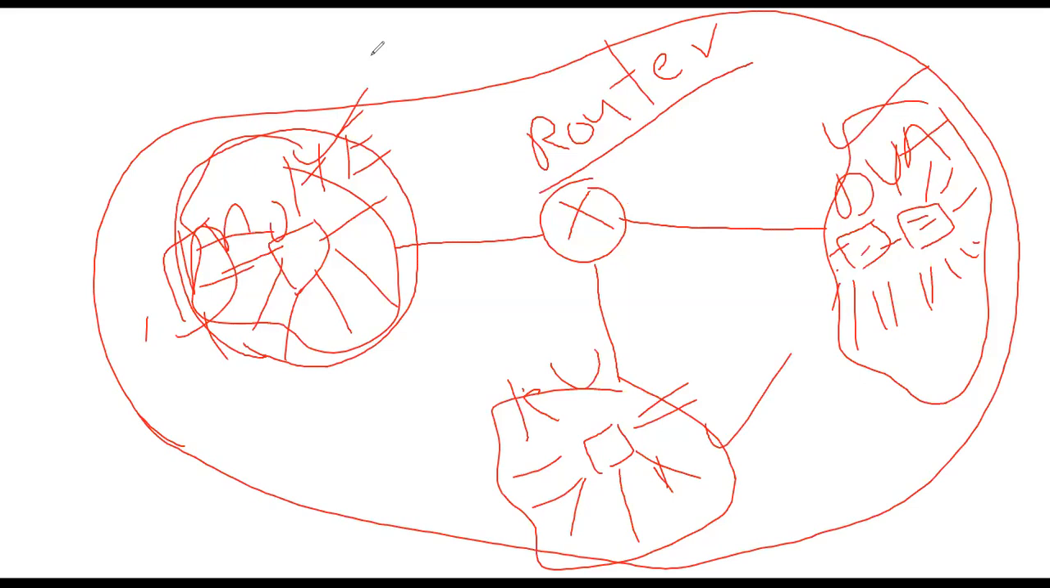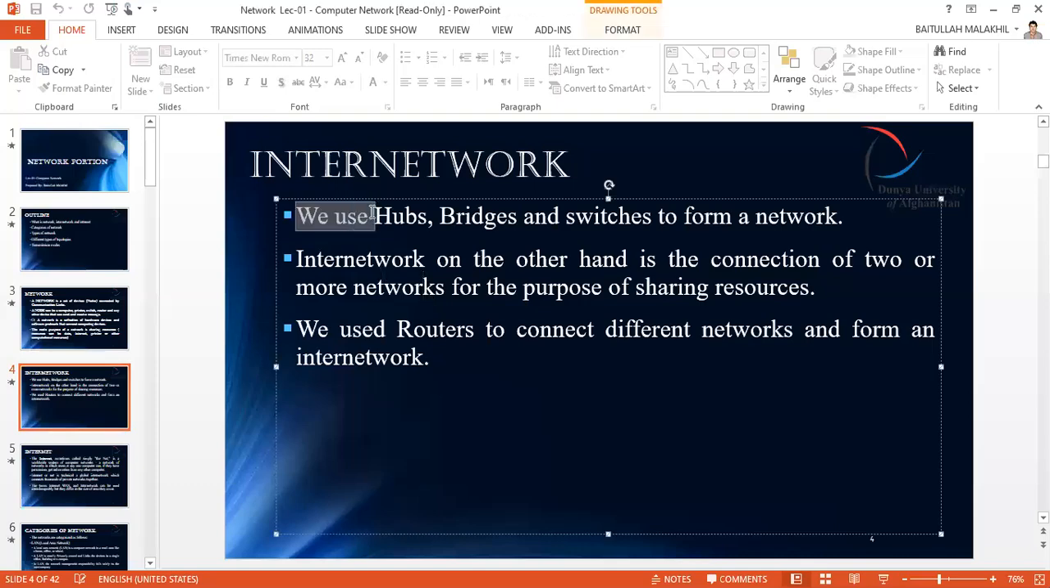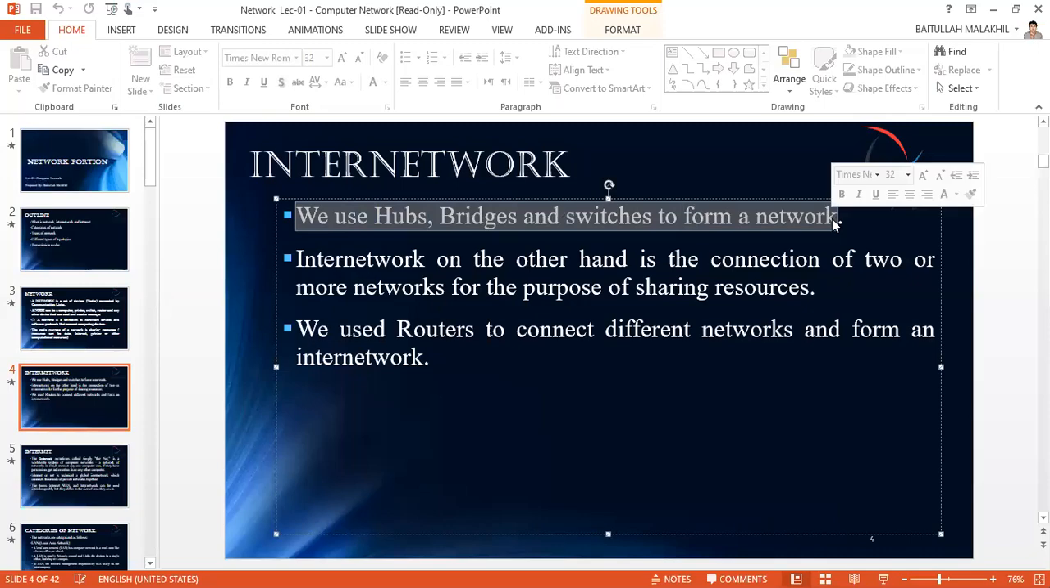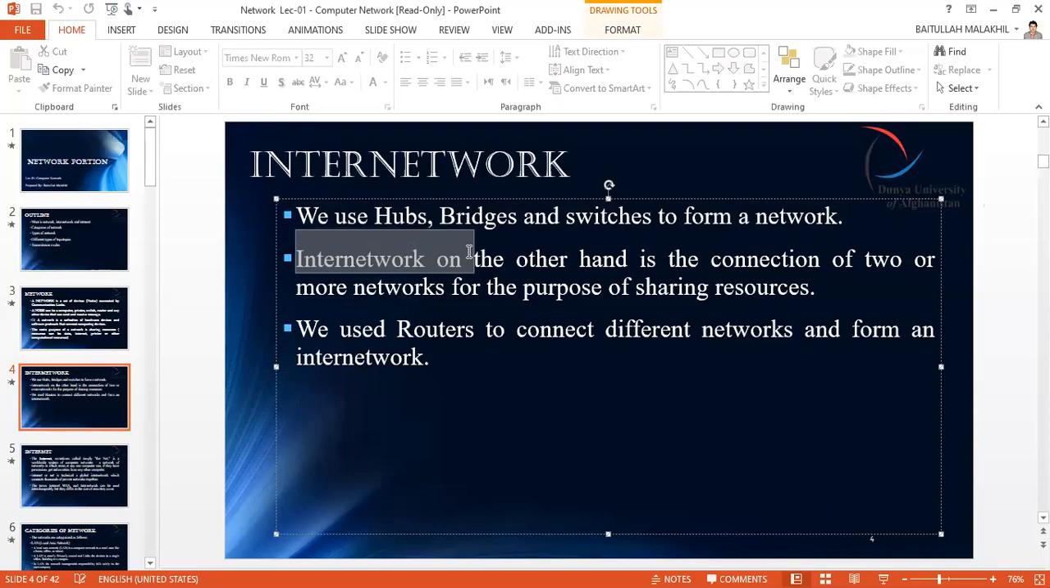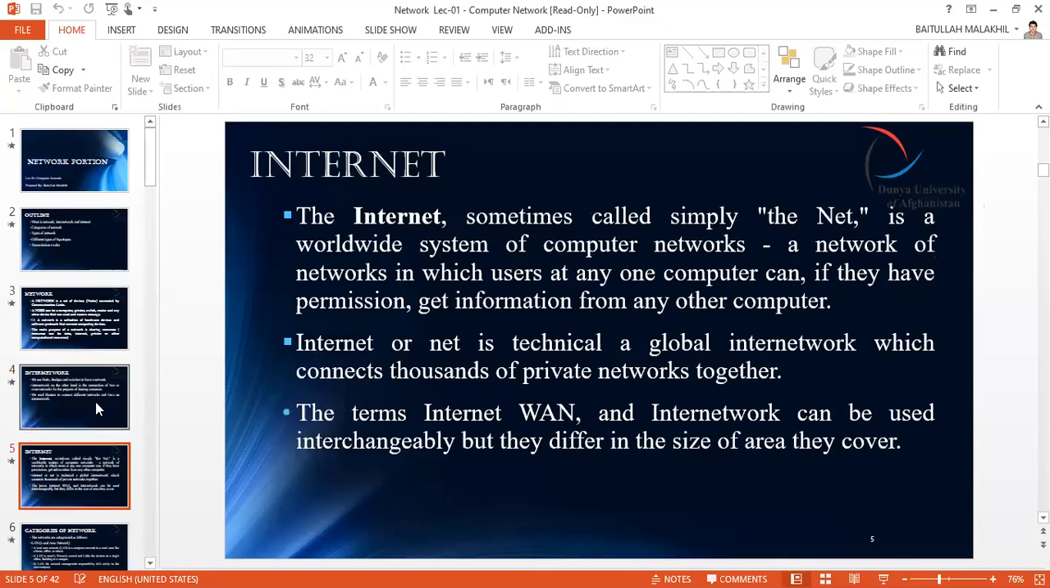So a network is the connection of devices. An internetwork is the connection of networks. I hope this is clear. If there is any question, you can post it in the chat section. Same thing here: it says we use hub, bridge, and switches to form a network, but for the networking purpose, we use routers. Sorry, an internetwork is a connection of networks.